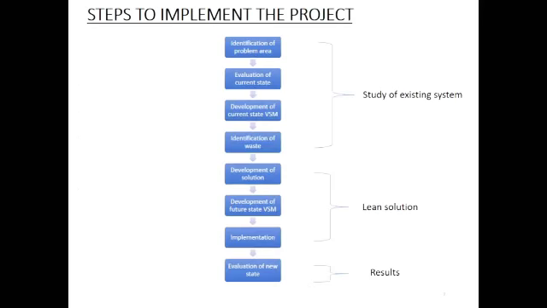These were the steps followed for the implementation of the project. The first step includes study of the existing system, which involved identification of problem area, evaluation of the current state, developing of a current state value stream map based on the acquired data, and identifying the wastes. Next step is Lean solution. It involves development of solution for the identified problems, then development of a future state value stream map, and finally implementing it, followed by the evaluation of the new state.